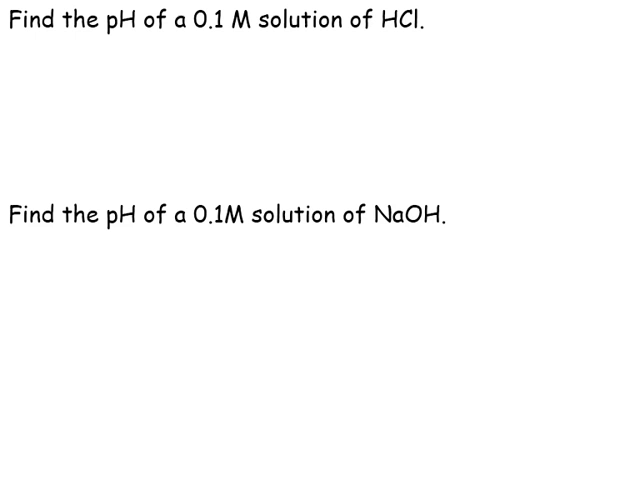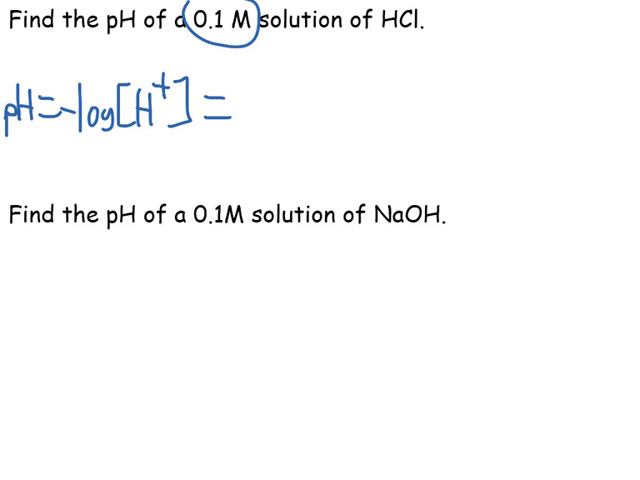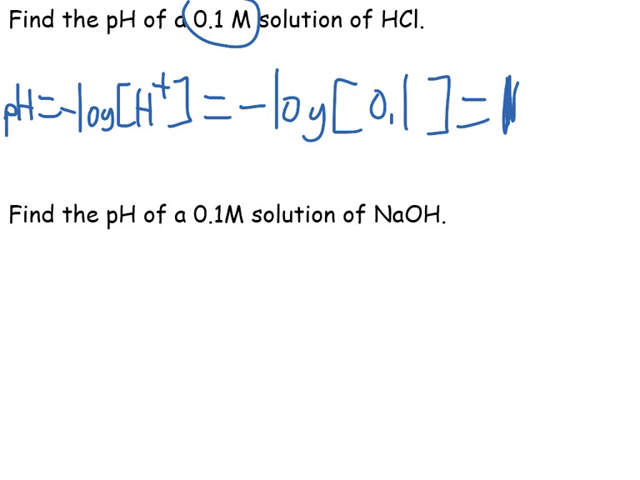Okay, so let's do some practice problems. Let's find the pH of a 0.1 molar solution of HCl. We know that the pH is equal to the negative log of the H plus ion concentration. But we know it's a strong acid, so this number is going to be equal to the hydrogen ion concentration, because the HCl completely dissociates. So we just plug it into the equation, and boom, we're done. We get 1, which makes sense because acids have low pHs.